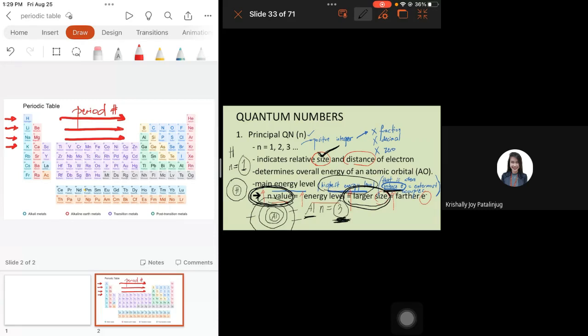And what would happen to the distance of the electrons from the nucleus? It would be farther because the larger the size of that atom, the location of the electrons would be farther from the nucleus. So that's the relationship between the n value and the energy level, size, and location of the electrons. So that's the first quantum number, the principal quantum number.